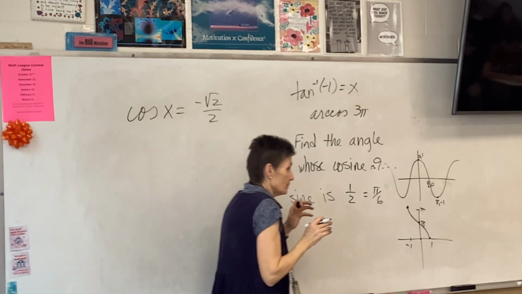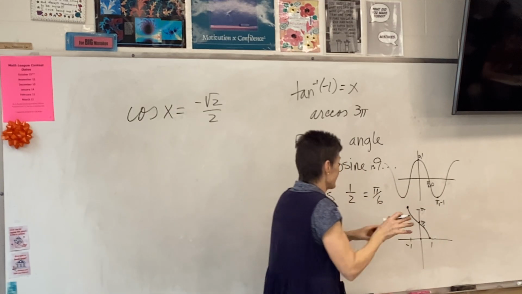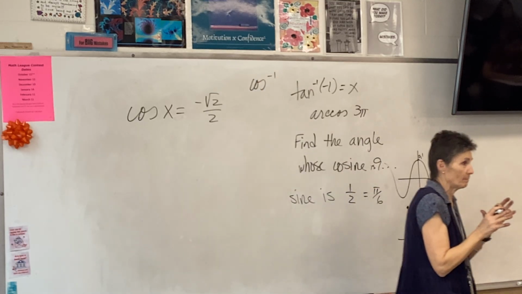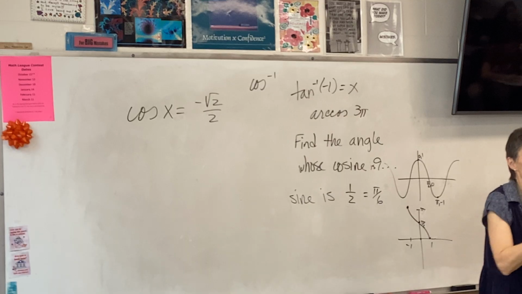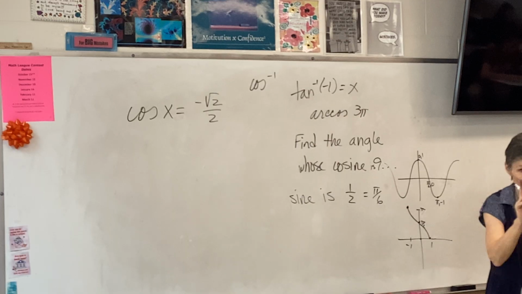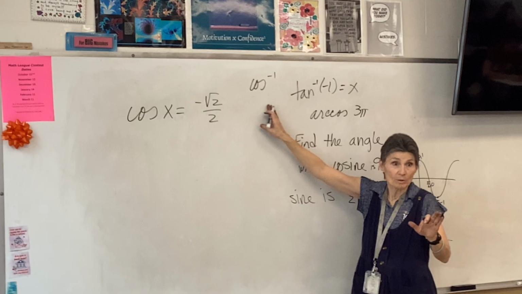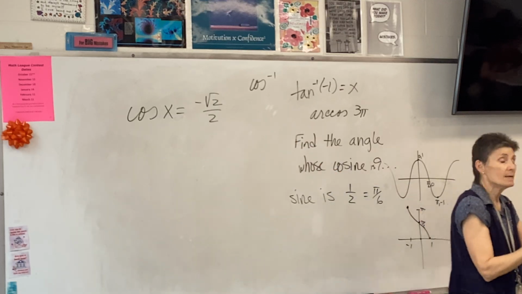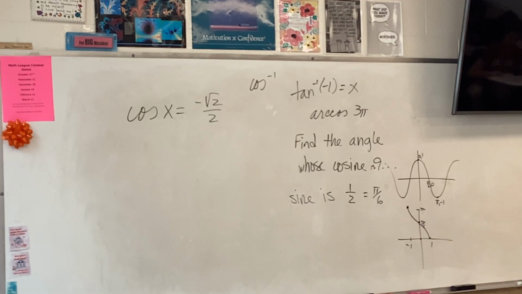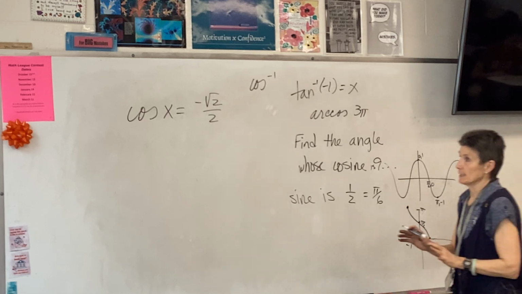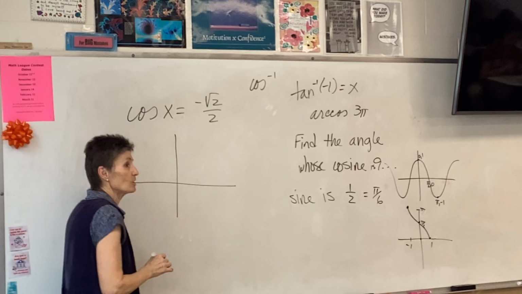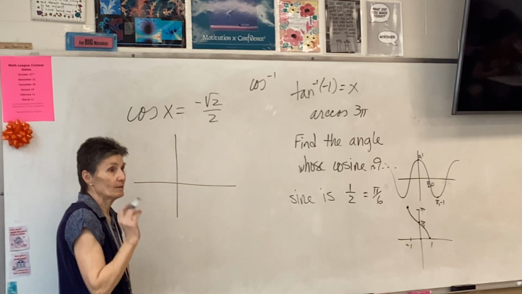Now, do you literally see this notation in the problem? No. Therefore, there are no rules. This notation is the one with the rules that says you can only look at a certain part of the circle. If you don't see that notation, then you're not playing with those rules. You literally want to find every single angle that has a cosine of negative root 2 over 2.